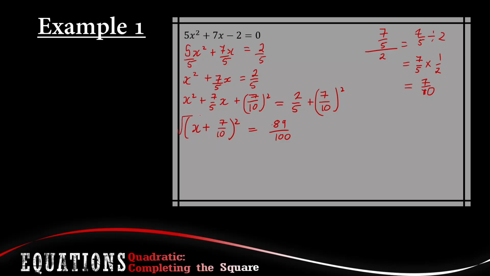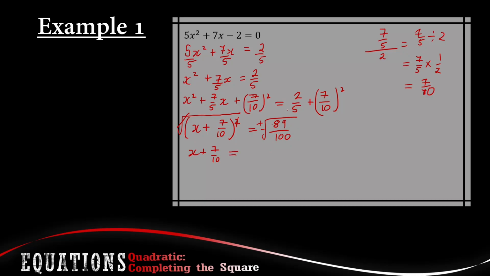Taking the square root on both sides, remember when you take the square root of a number, you have to say plus or minus that number, because minus 2 times minus 2 is 4, or 2 times 2 is 4. That means if you take the square root of something, it can be either minus 2 or 2, or both, plus or minus. So this is x plus 7 over 10, because the square and the square root cancel each other.